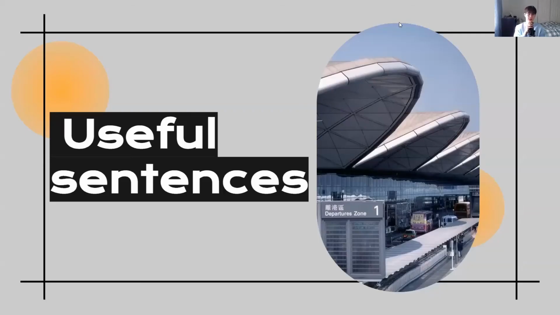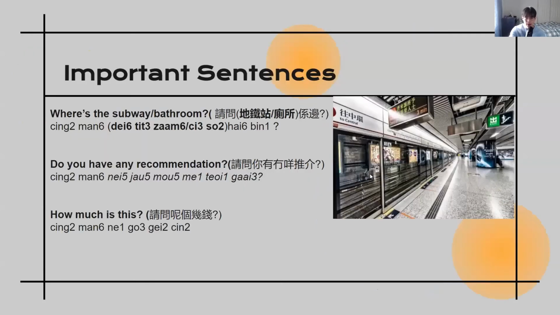All right, so thank you, Candice, for teaching us some important words and concepts about Hong Kong. And I'll be teaching you guys some useful sentences you guys can use when traveling Hong Kong. So when you travel, you want to know how to ask these 3 questions, which is where, what, and how much. So starting off with where, if you want to ask where's the subway and where's the bathroom, which is like the 2 most essential places you need to know when traveling, you can ask in this way.